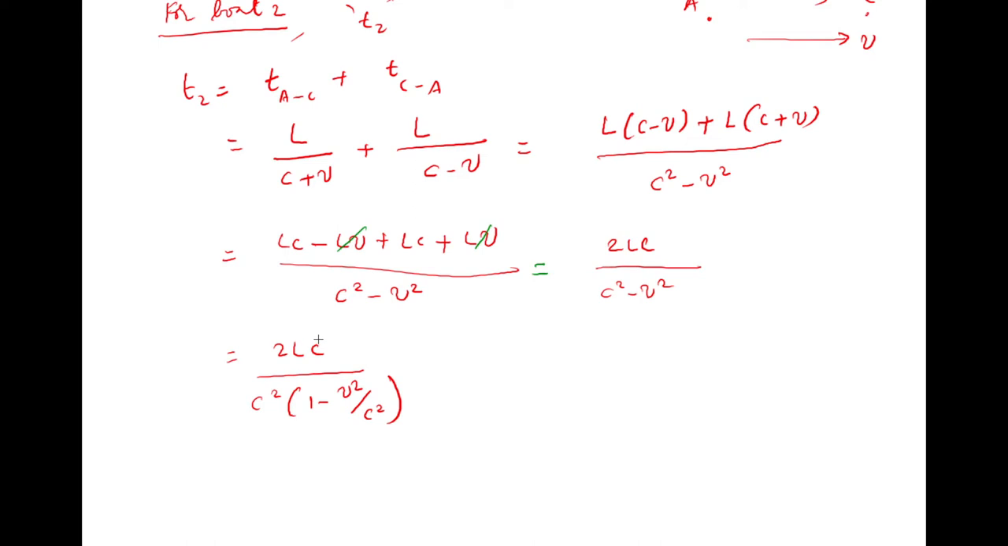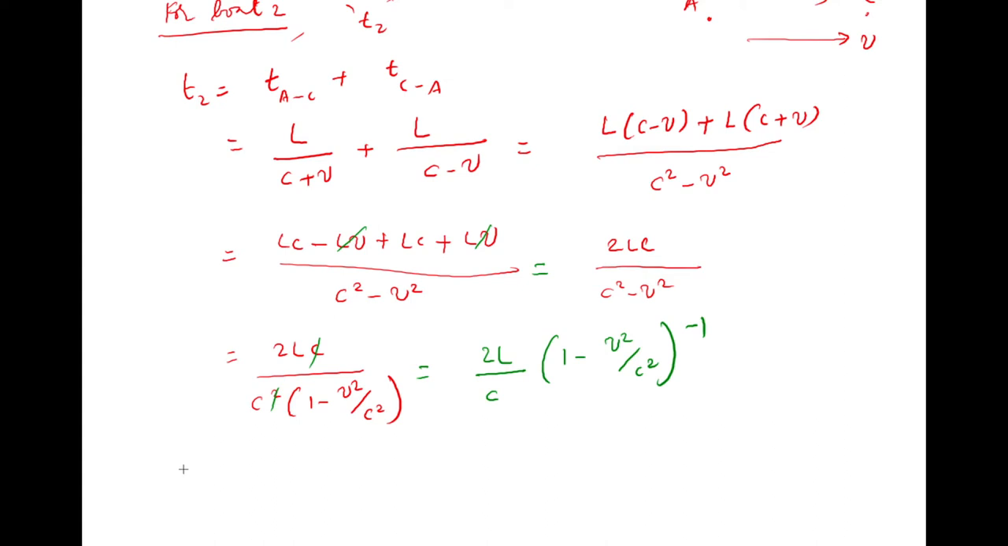And then I can cancel this C on the numerator here with one of these two C's here. So I mean C squared there. So I can cancel that. So I have again 2L over C, and this I take to the numerator. So I have 1 minus V squared over C squared, power minus 1.